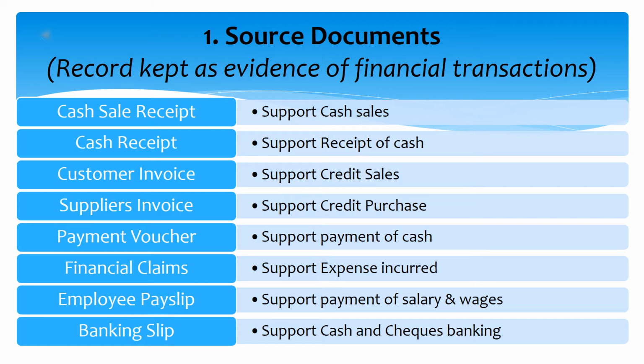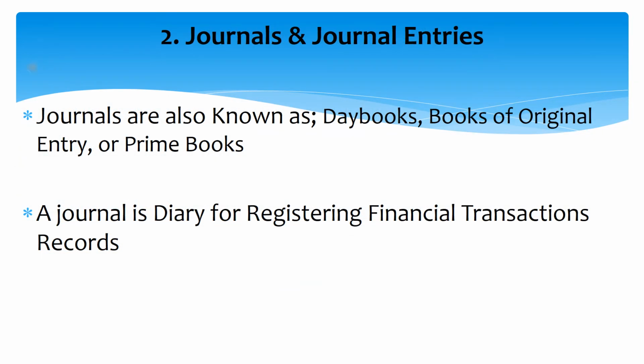An internally incurred expense is supported by a claim. Payment of salaries and wages is supported by an employee's payslip. Deposit of cash and checks to banks is supported by a banking slip. The second process in the accounting cycle is preparation of journals. Journals are also known as day books, books of original entry, or prime books. A journal is a diary for registering financial transaction records.